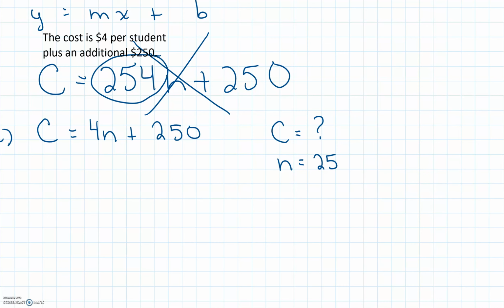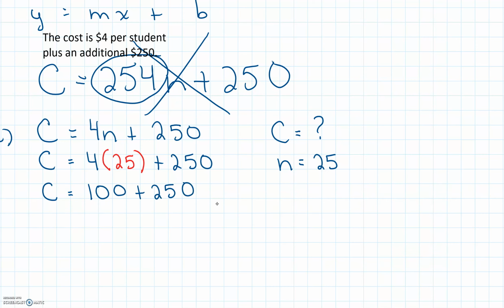So what we do, we go and substitute where the N is. So when we substitute, I hope that you remembered to use brackets. Okay. You fill in the rest of the equation, and you find the C. Now, in order to find the C, you have to use BEDMAS. 4 times 25 is going to be 100. 100 plus 250 is going to be a final cost of $350.